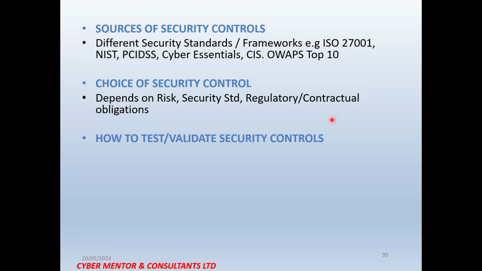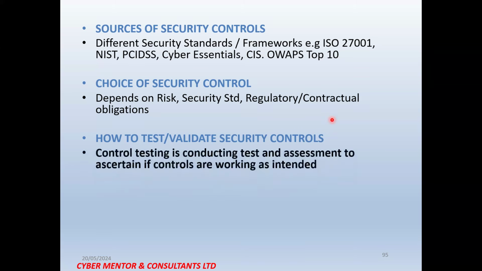And so there are different ways. First of all, what is control testing? It is conducting tests and assessments to ascertain if your control is, as I've said before, working as intended. Is it meeting its purpose? Is it serving the purpose it's intended for? Other ways of testing control, because it could be an interview question: what is control testing and what are the ways we test control?